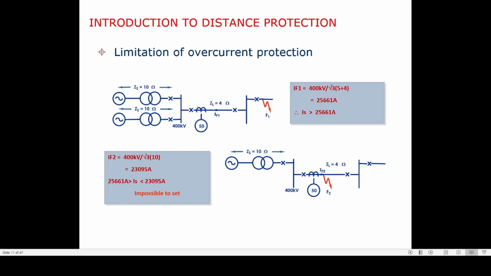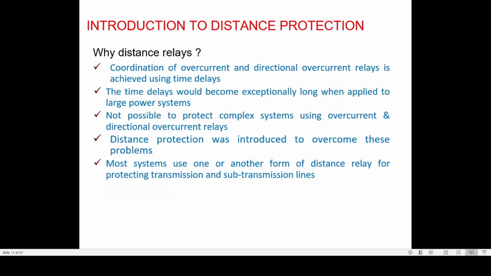And now you know that because the grids are getting more and more complex, this network configuration and redistribution will keep on happening every time. So we cannot set our relay accurately, or the coordination becomes very difficult in overcurrent protection. So now here comes the need of distance protection.